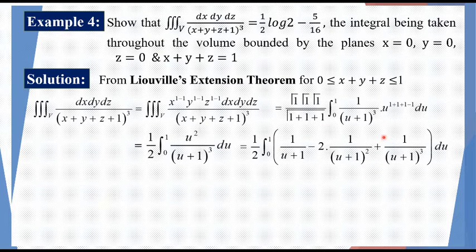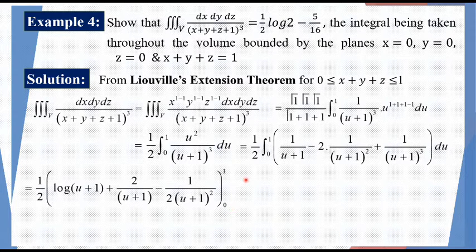Now we can integrate it directly, because the integral of 1 upon u plus 1 is log(u plus 1), and these both functions can be taken into the numerator, that is (u plus 1) power minus 2 and (u plus 1) power minus 3. So the integral of (u plus 1) power minus 2 is (u plus 1) power minus 1 upon minus 1, and the integral of (u plus 1) power minus 3 is (u plus 1) power minus 2 upon minus 2 under the limit 0 to 1. Now apply the limits.